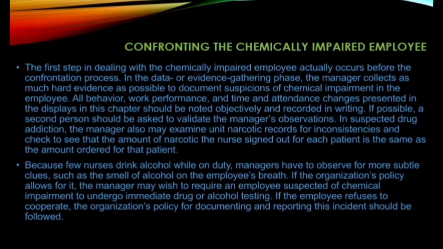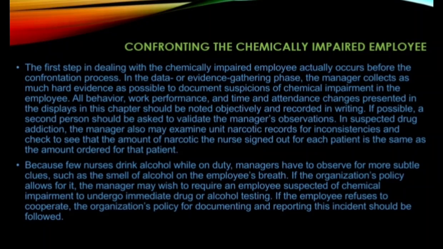Confronting the chemically impaired employee. The first step in dealing with the chemically impaired employee actually occurs before the confrontation process. In the data or evidence gathering phase, the manager collects as much hard evidence as possible to document suspicion of chemical impairment in the employee. All behavior, work performance, and time and attendance changes presented in the displays in this chapter should be noted objectively and recorded in writing. If possible, a second person should be asked to validate the manager's observations.